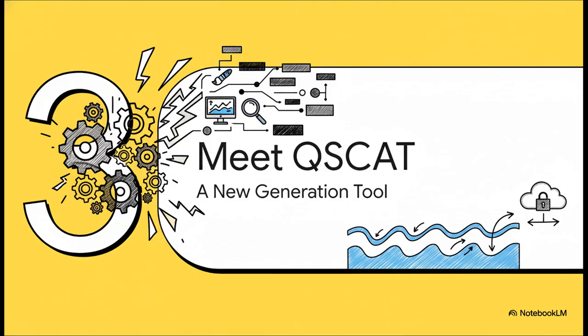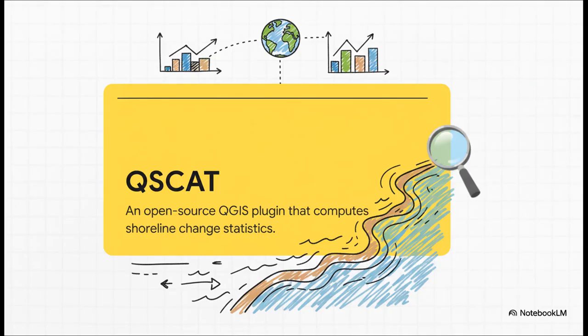So let's meet the star of today's explainer. This is QSCAT. It stands for QGIS Shoreline Change Analysis Tool. And what it is, is a completely free, open-source plugin that works with QGIS, which is a super popular mapping platform. To put it simply, it's a specialized toolkit built to do one thing exceptionally well: analyze how shorelines change over time.